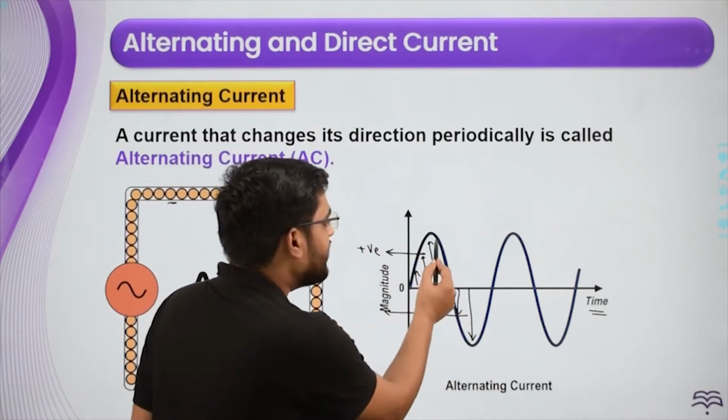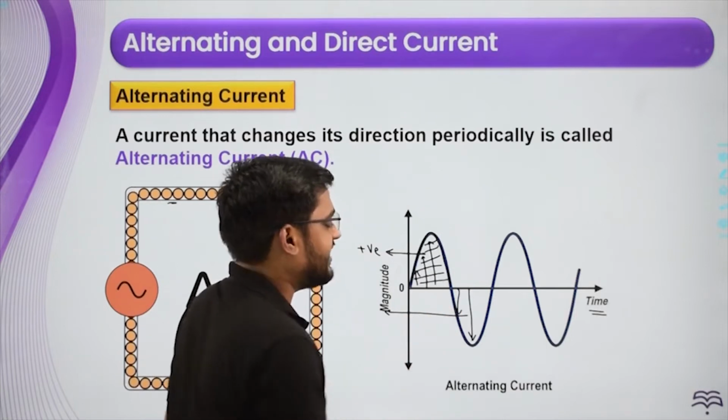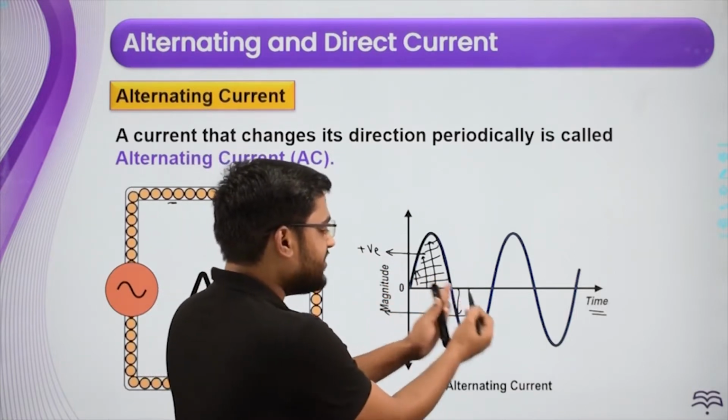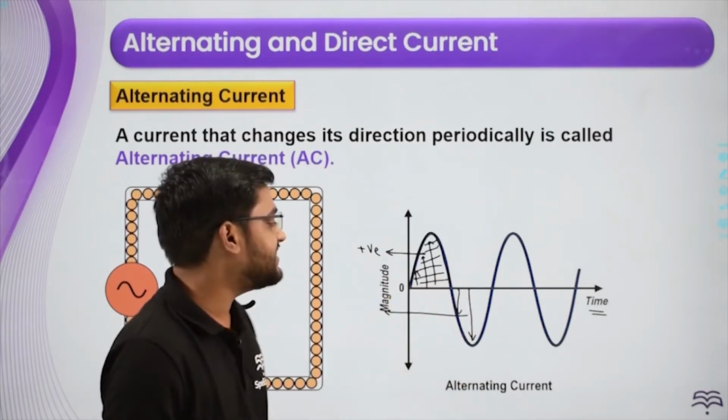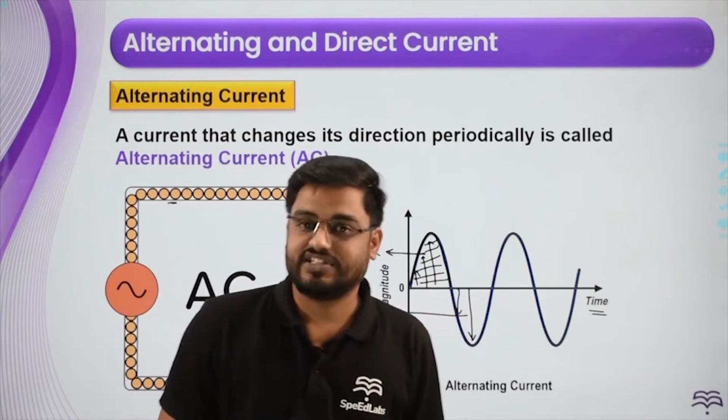So within this cycle only the magnitude was changing, and if we compare adjacent cycles, then we'll say the direction is also changing.